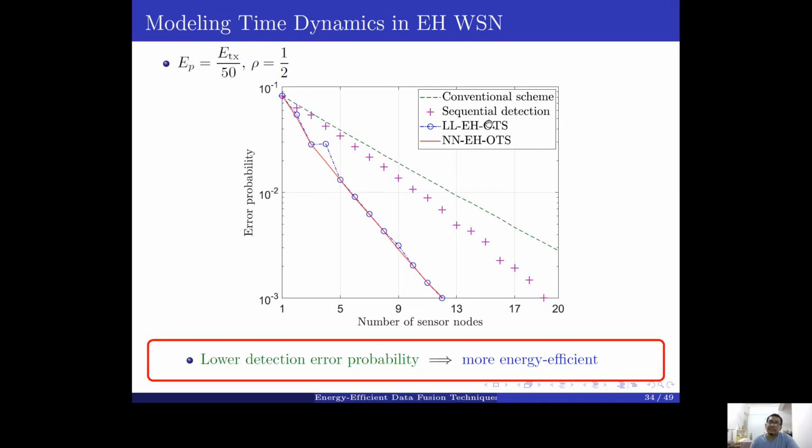You can see that since the LH-OTS and the NH-OTS schemes require a smaller number of transmissions to make a decision than both the conventional scheme and the sequential detection scheme, their error probability is significantly lower than both of them. Thus, the lower the detection error probability for the scheme, the more energy efficient it is, and you can see that both our proposed schemes are more energy efficient than the conventional benchmarking schemes.